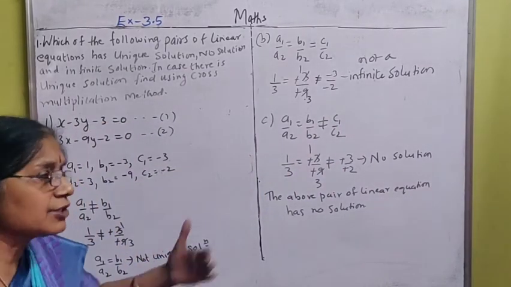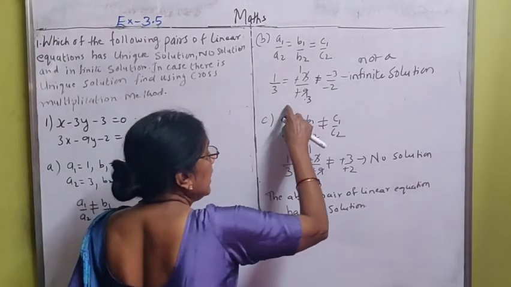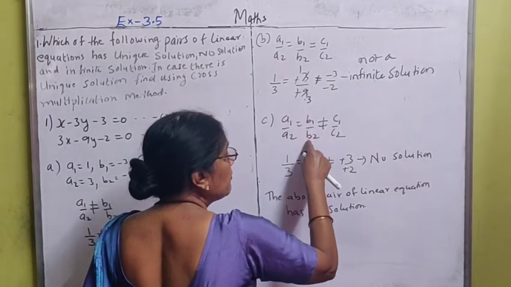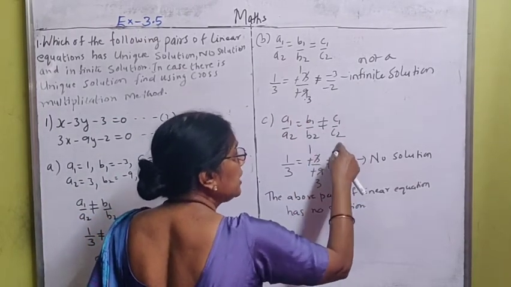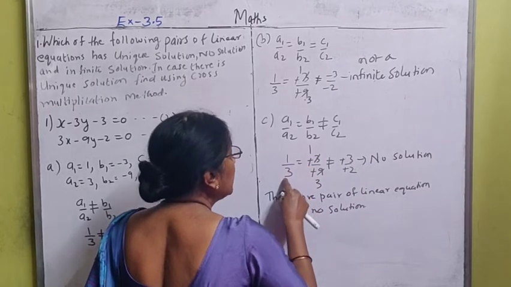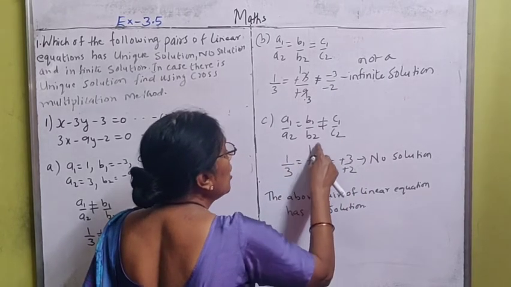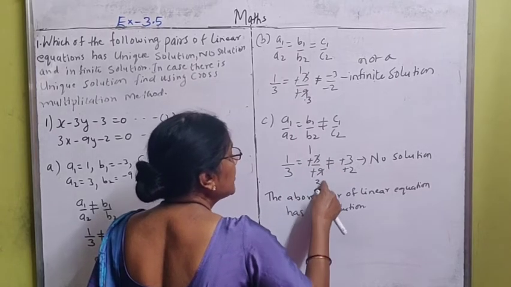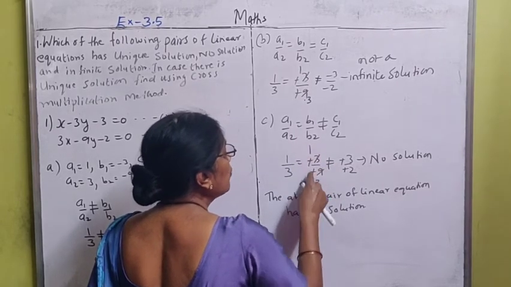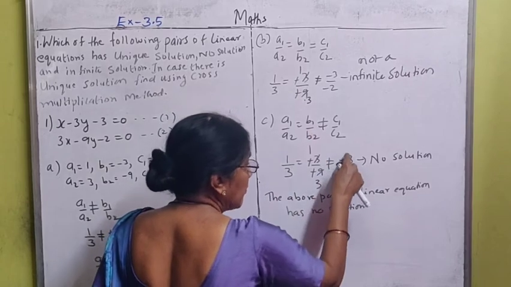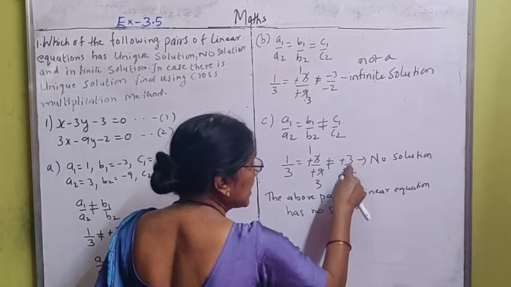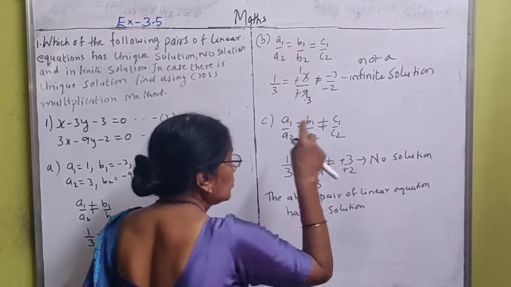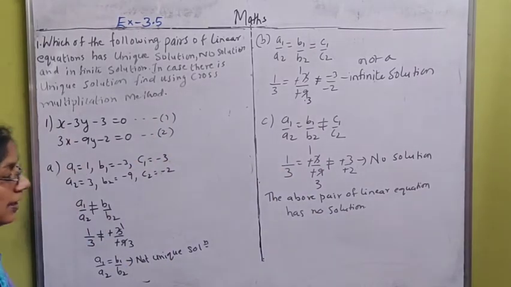Let us go to the last option. What is the last option? A1 by A2 is equal to B1 by B2 is not equal to C1 by C2. A1 by A2 is 1 by 3 is equal to minus 3 by minus 9. The minus minus signs cancel. 3 ones are, 3 threes are. So 1 by 3 is equal to 1 by 3, correct. Minus 3 by minus 2, the minus minus signs cancel, 3 by 2. It is not equal. So this pair of linear equations has no solution.